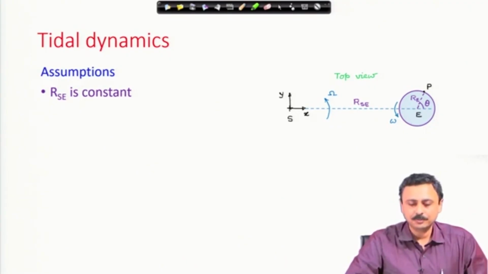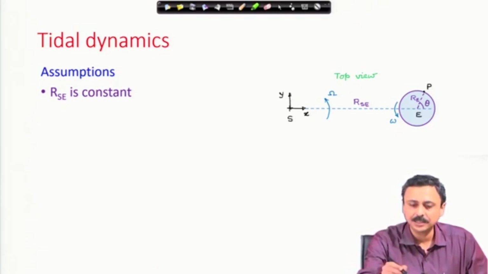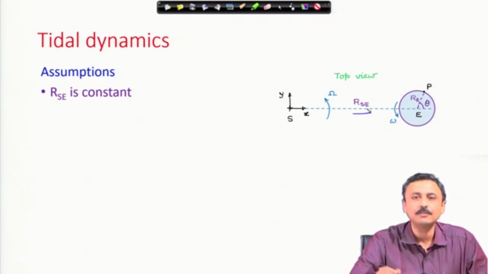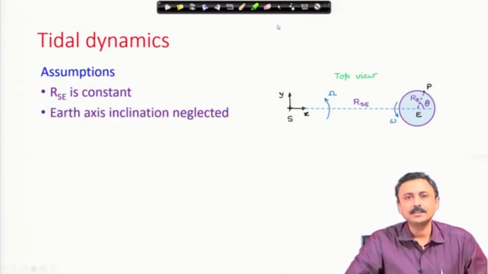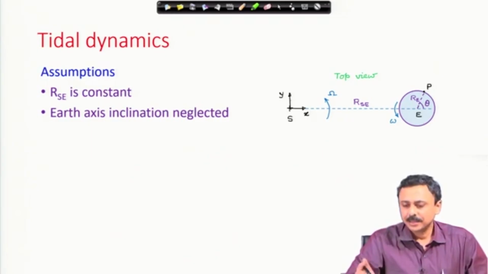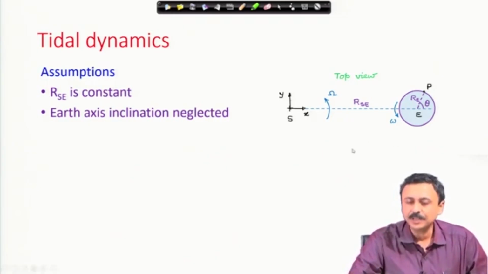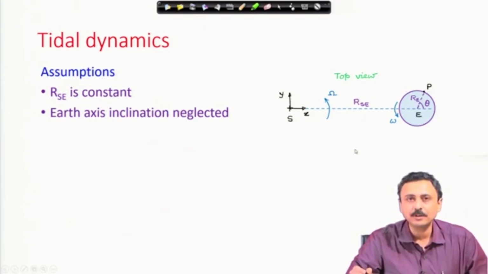We will assume for this problem that the earth moves on a circular path around the sun. Therefore, this distance is essentially fixed. The second assumption is that the Earth's axis of inclination, which is roughly 23.4 degrees, is neglected. In view of that, this figure that I have drawn is the top view seen from the North Pole, let us say, seen from much above the North Pole from a great distance.